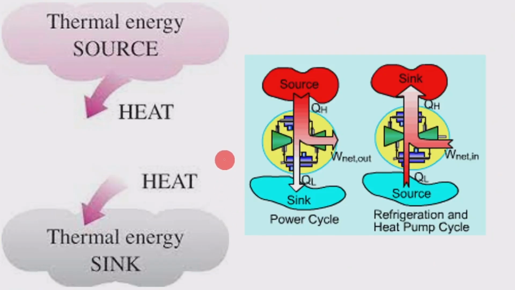You can see from these sketches, the thermal energy source which will supply the heat, and the thermal energy sink which will receive the heat, are used in heat engines. The source supplies the energy, part of that will be converted into work, and the remaining waste heat will be rejected to a sink. This is a power cycle or a heat engine, we can say. And in the refrigeration and heat pump cycle, the heat will be received from the low temperature source and some work input is taken, and that is rejected to a high temperature sink.